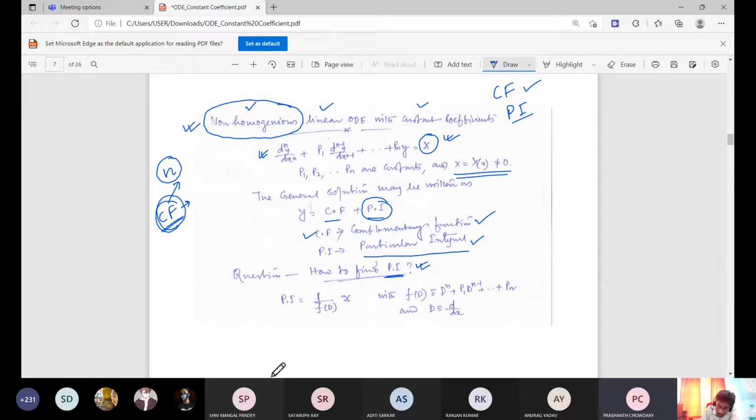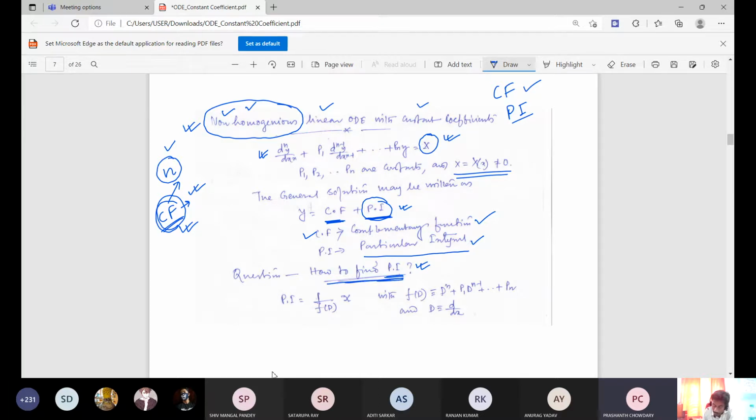Anyway, the general solution of the non-homogeneous equation, as I am repeating, is the sum of the complementary function and the particular integral. The particular integral will be free from any constant because, as we have seen, in the complementary function we have already involved all the constants. Let's say you have an nth order differential equation. We expect that the solution must contain n constants, which we have introduced in the CF. So in the PI there will be no constant.